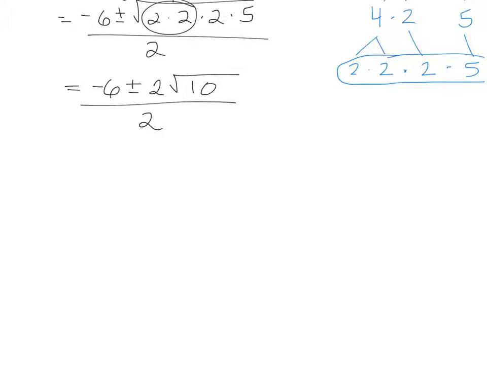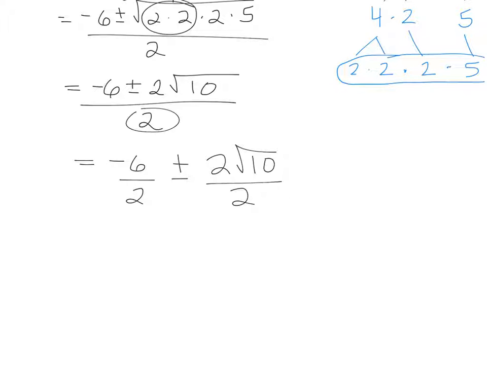Now I'm going to simplify this by looking at the coefficients and reducing those coefficients. So you can see this a little better, I'm going to split this up. So the 2, the denominator, is under the negative 6, and it's also under the 2 square root 10. So I'm just going to split this up so we can see that we really have two separate fractions. And we're going to reduce each fraction. So negative 6 divided by 2 is a negative 3. So the first fraction just becomes a negative 3. And then I have plus or minus.